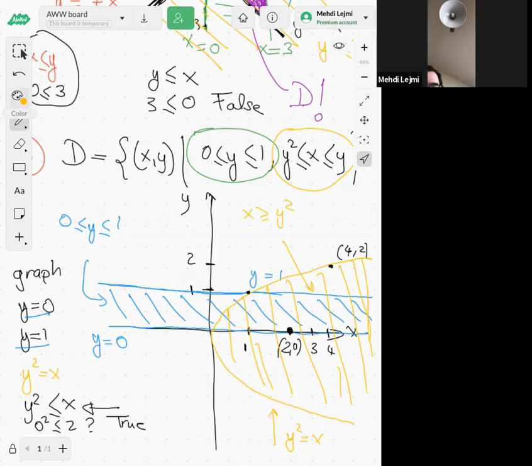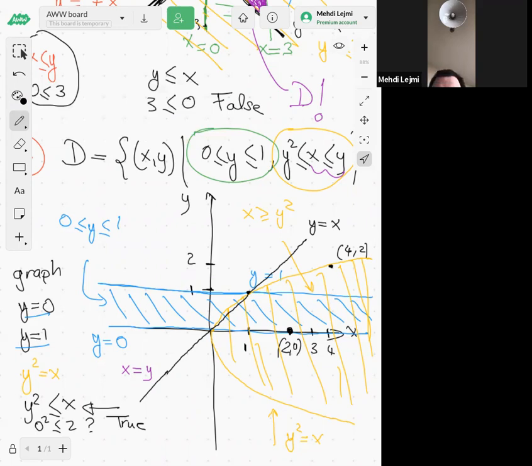Next equation. So we have x less than y. So we have to graph x equal to y. It's just a straight line. So it's going to be this line here. So this is where y is equal to x.